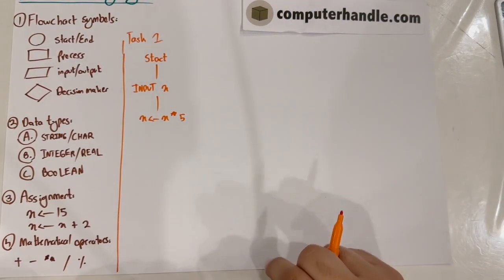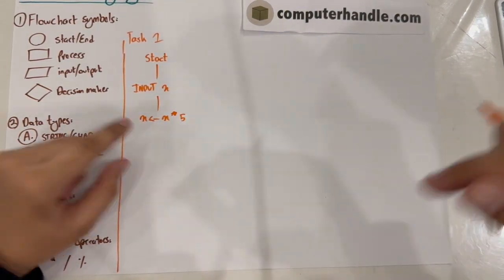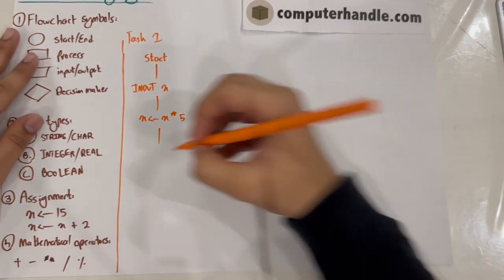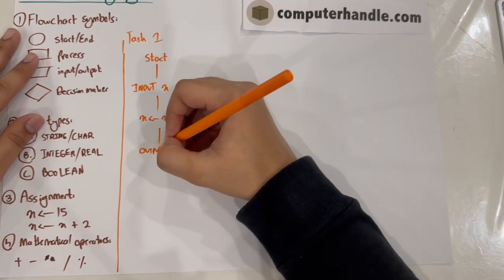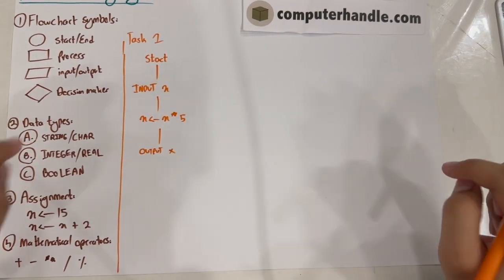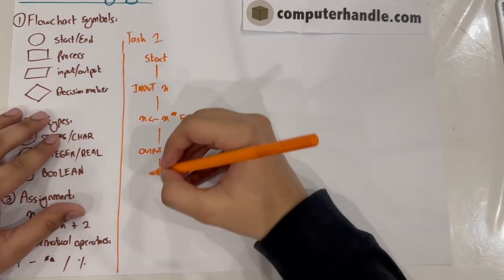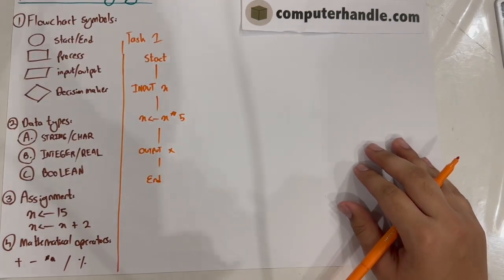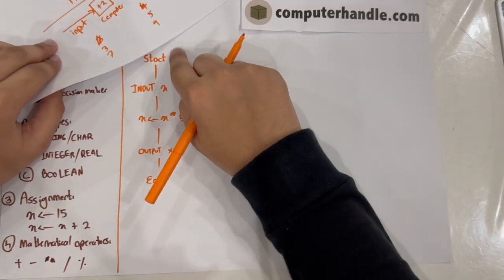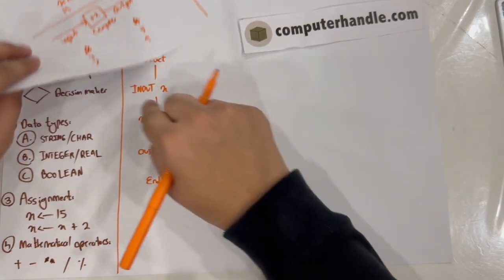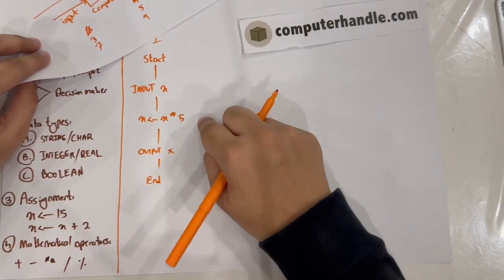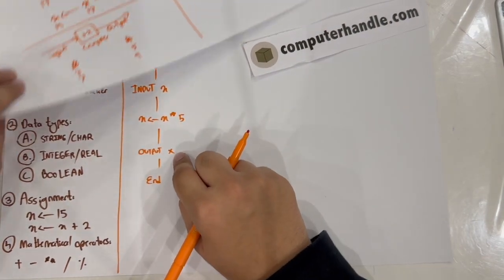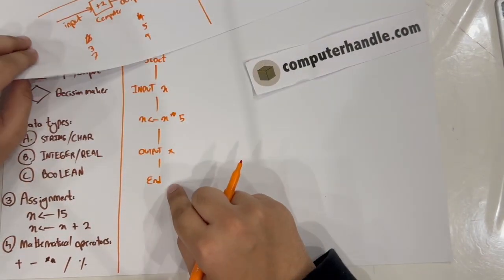So this is the process. Then we need to output the new value of x, which is going to be our answer. Let's suppose I write output x, and here our process is complete, and then we have to end the program, of course. So we start the program, then we input a value, then the computer performs the process, then we output the value, and then the program ends.